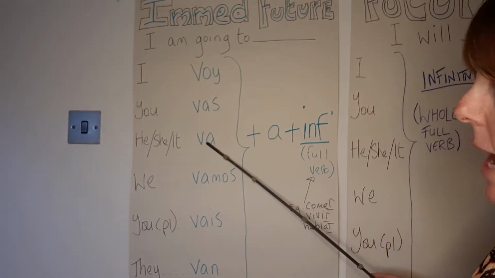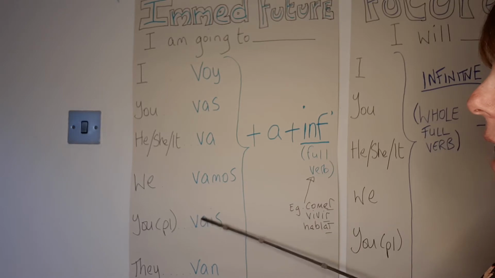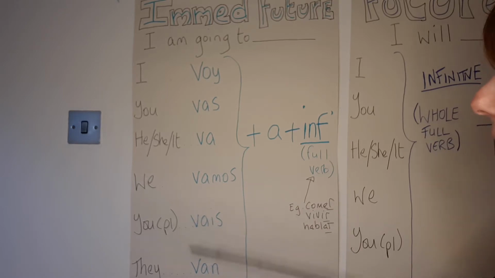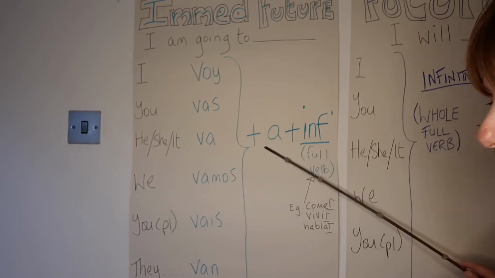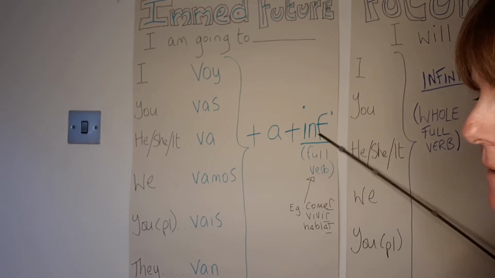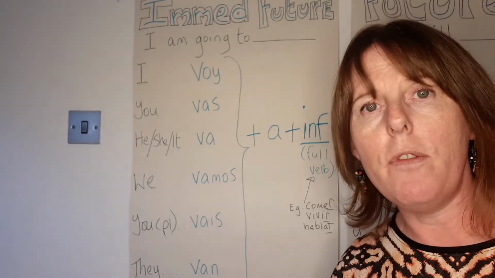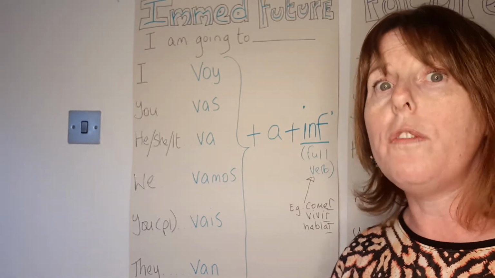Voy, vas and va, vamos and vais van, then add an a, then add an infinitive, and that's the posh name for a whole full verb.